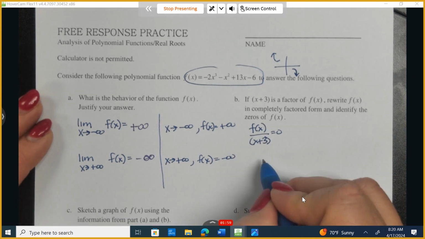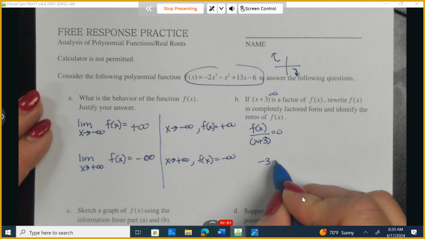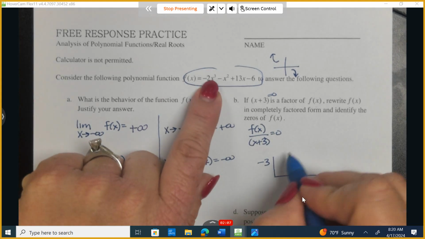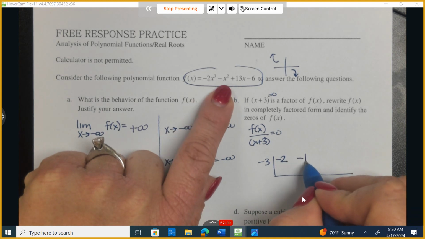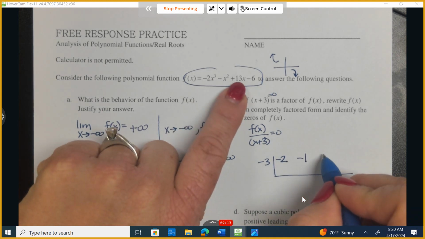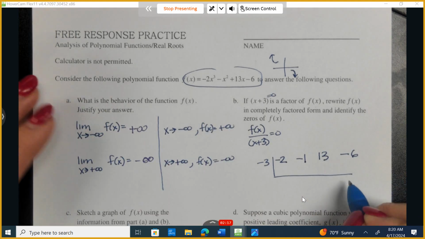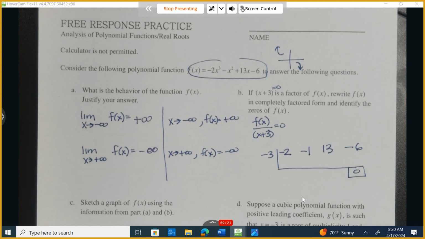So if this is a factor, I set this equal to 0, and I solve, which gives me negative 3. And now the highest degree is 3, so the coefficient for x to the third is negative 2. For x squared, the coefficient is negative 1. For x to the first is 13. And for x to the 0 is negative 6. Now, I can already put a 0 here. And why can I do that? Because I'm told that it is a factor.